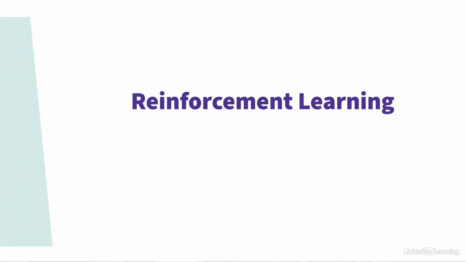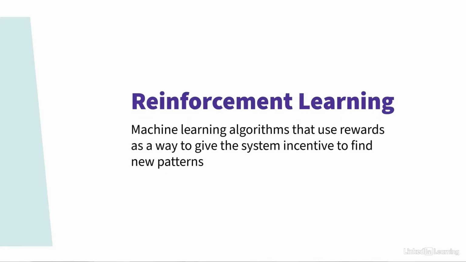They would recommend songs the same way that online retailers would say things were frequently bought together. But the best music libraries don't just want you to buy things together. Many of them want you to discover something new. So for that, you have to use a different form of machine learning. This form of machine learning is called reinforcement learning. These are machine learning algorithms that use rewards as a way to give the system incentive to find new patterns.